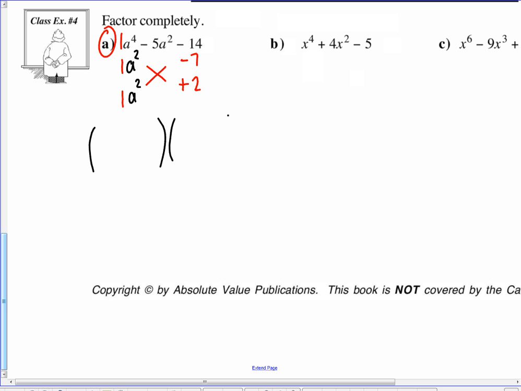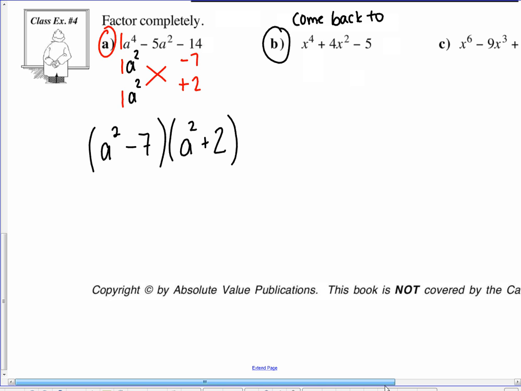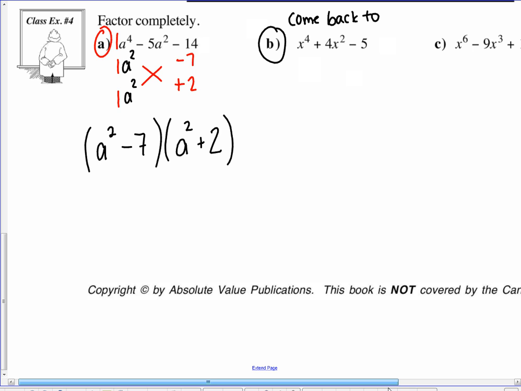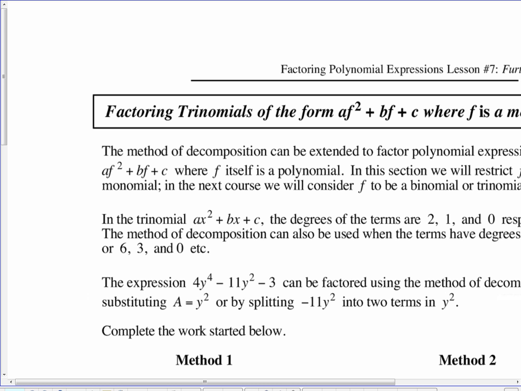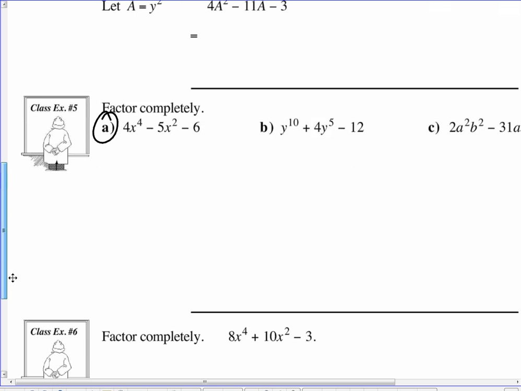So this factors to a squared -7 and a squared +2. Okay. Now b we're going to come back to, the second part of our lesson today. Let's see here. Let's look at number 5. I'd like you to try a. Okay, you try. 5a.